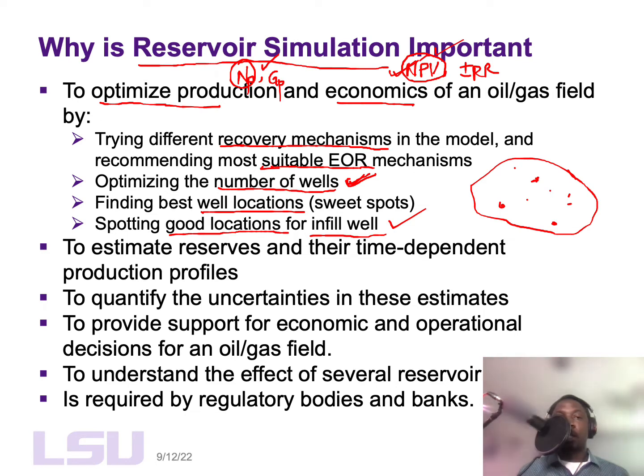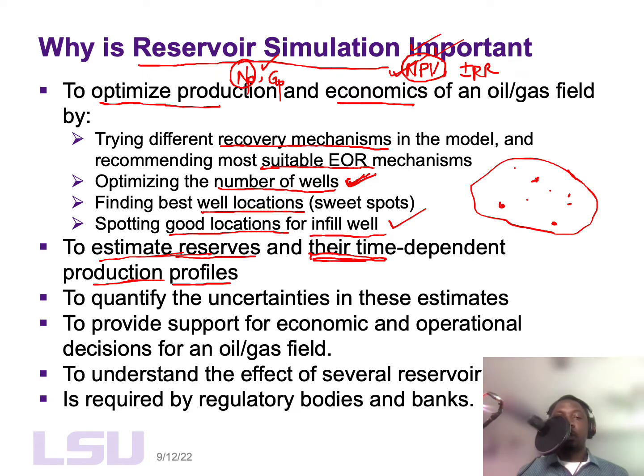Reservoir simulators are important because you can use them to estimate reserves and their time-dependent production profiles, because it's not all about the reserves, right? How quickly you get the oil could be even more important, because net present value is dependent on time, because you're going to discount the recovery basically through time. I should say the main reason is because of the time value of money. $1 today is more than $1 in 10 years' time.